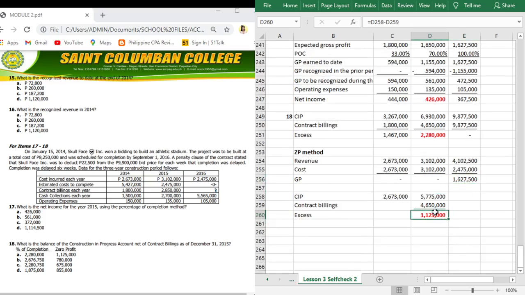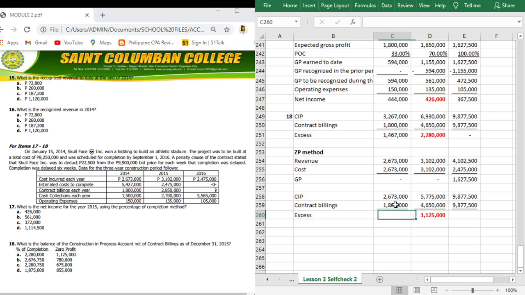And then lastly, for the contract billings, so we have 1,800,000, and then, about sa last, that is the time, pila man na ito ang CIP sa last, di ba? 5775 plus 2475 plus profit, di ba? That is 9,877,500. And the contract billings is also 9,877,500. Kay mangolekta naman ta sa tanan.